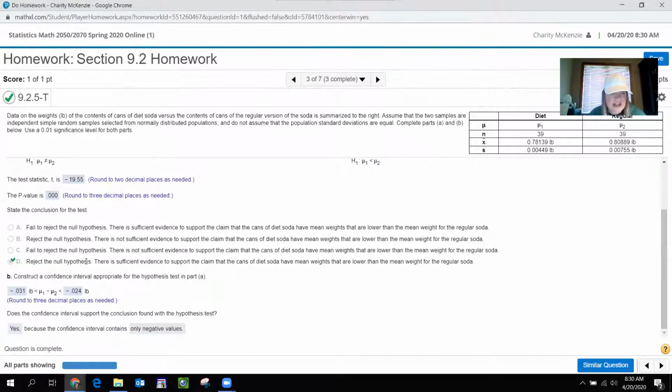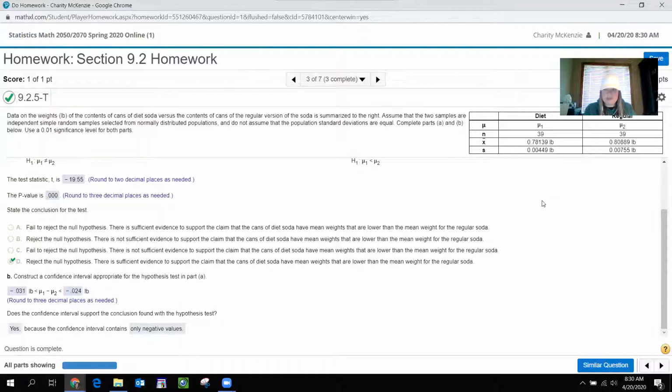So we're going to reject the null. There is significant evidence to support the claim that the cans of diet soda have mean weights that are lower than the mean weights of the regular soda. I mean, we could see it's super small, but we have enough evidence to show that that is enough. We can claim this, okay? It's like we have enough evidence to convict someone of a crime, right? We have this claim and we have enough evidence, we're going forward with it, okay?